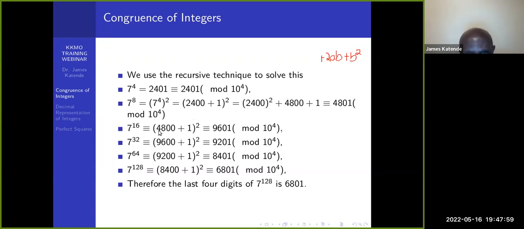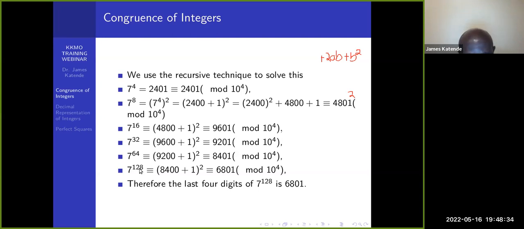Right? So again, we square both sides of this. If you square this and you square this side, you end up with this: 4,800 plus 1 squared, which is congruent to, now again, the same idea will work here. 4,800 squared will have the last 4 digits as 0. So the remaining terms in this expansion are the ones that will determine the last 4 digits of our number. So we end up with this.